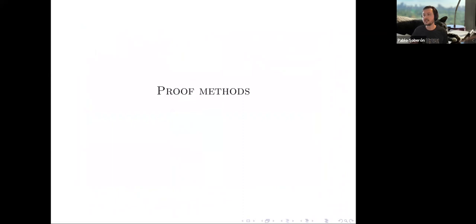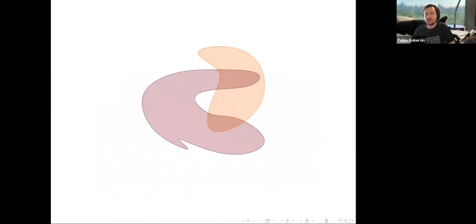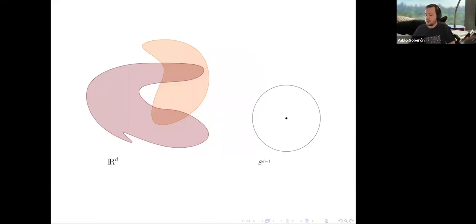Okay, so let's talk a bit about the proof methods and link this to the title of the talk. Let's go back to our ham sandwich and see how we would prove the ham sandwich theorem. There are a few ways of approaching this. The way I'll do this today is, I'm going to call this measure mu one and this measure mu two, okay? And I'm going to take a sphere in the underlying space.